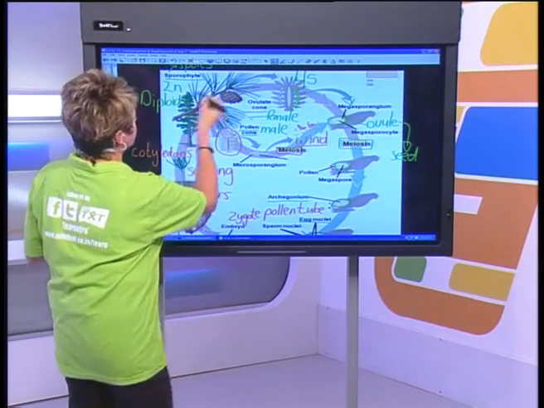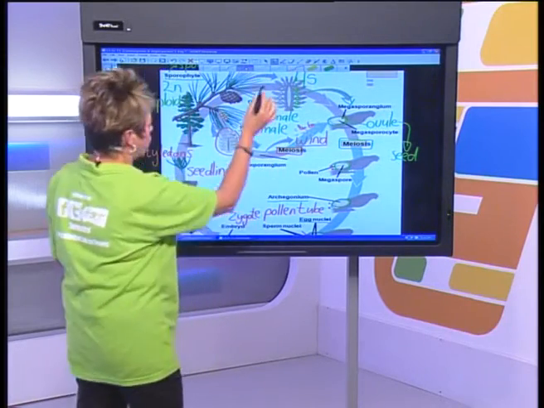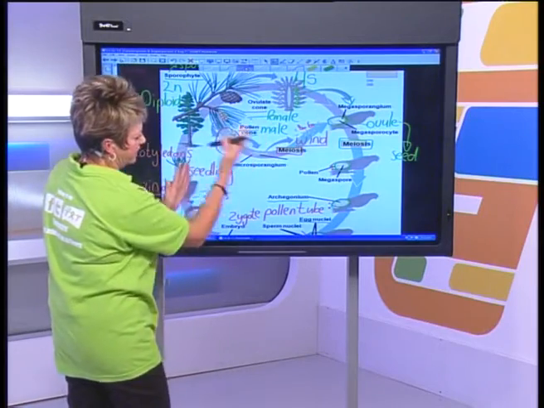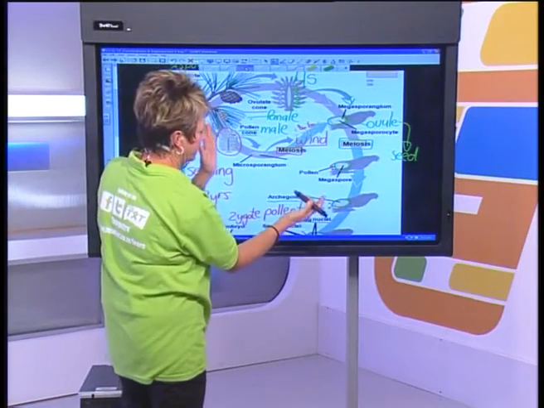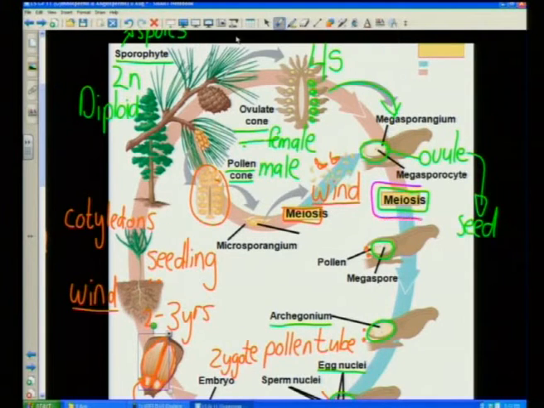Now, what they love to ask for you to draw a line to show where the sporophyte and the gametophyte are separated. So where are we going to look? We're going to look for two words. We're going to look for the word meiosis, because that is where 2n now becomes n. So the sporophyte generation changes into the haploid generation, which is the gametophyte generation.